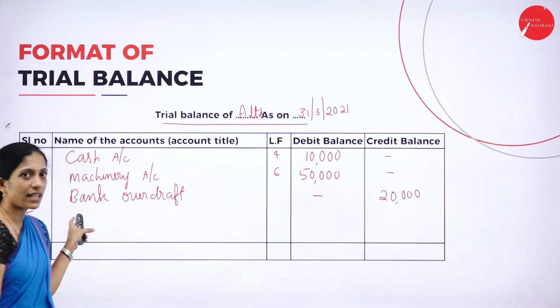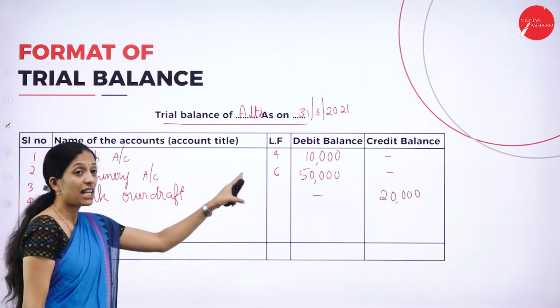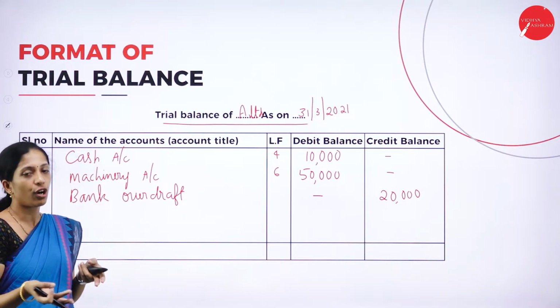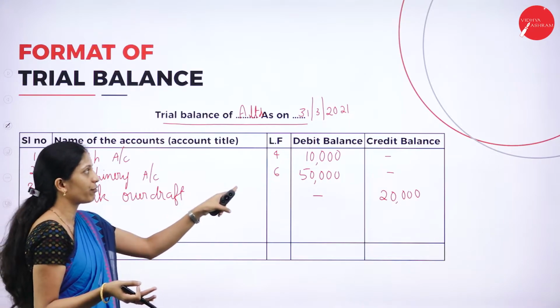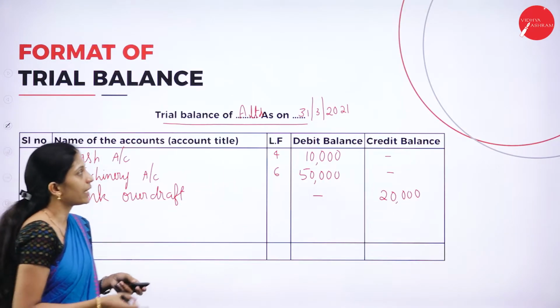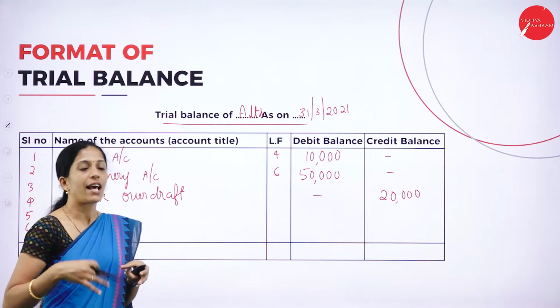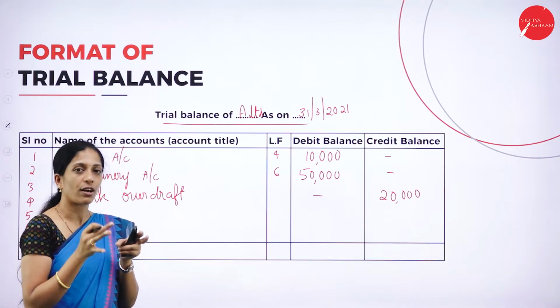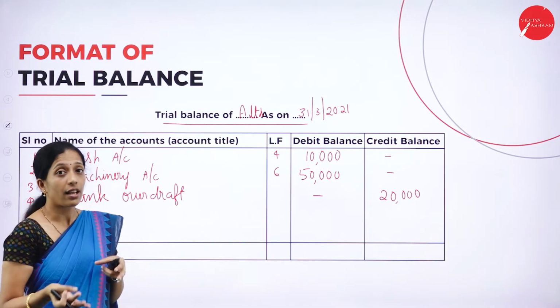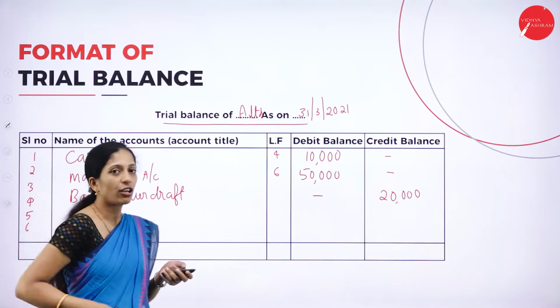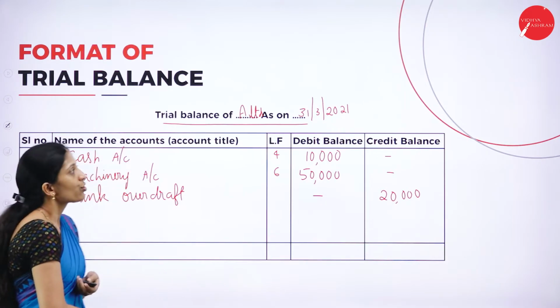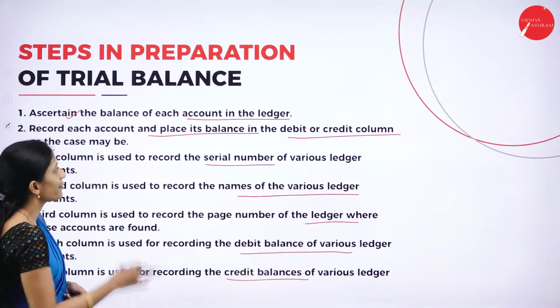First, we will record the serial number, next the name of the accounts, then ledger folios. In your book, normally you will not record the ledger folio, so it will be blank. Okay, next is debit balance. The account that has to be debited, the amount should be recorded in the debit balance. The account that has to be credited, the amount has to be recorded in the credit balance. So this is how you are going to prepare the trial balance.